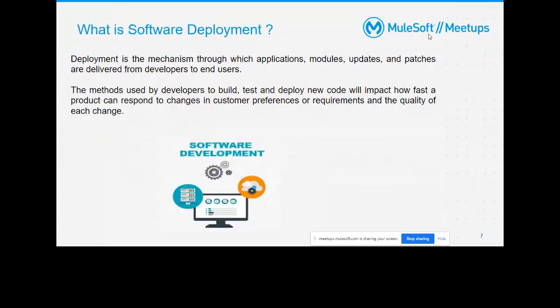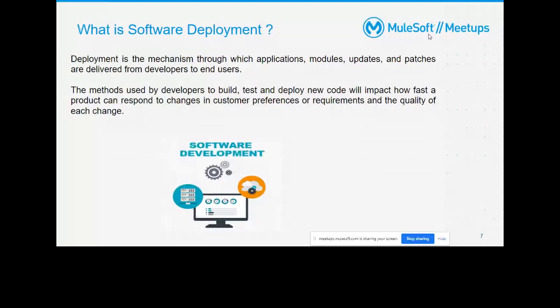So let's start with the technical terms we are going to use in this meetup, that is deployment. Deployment is basically a mechanism where we are making our applications, modules, or updates available to the end users. So we are going to start from the planning and deploying it available to the user.